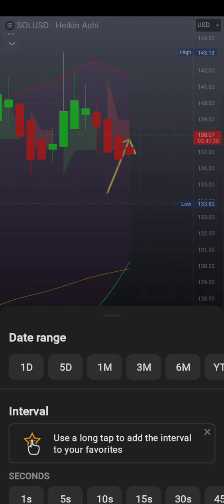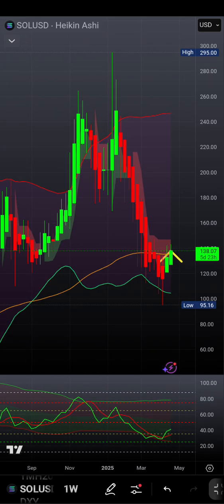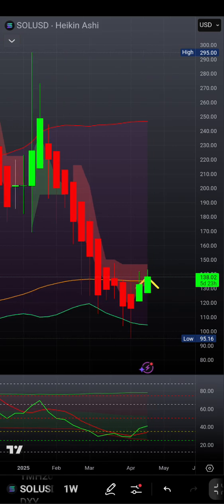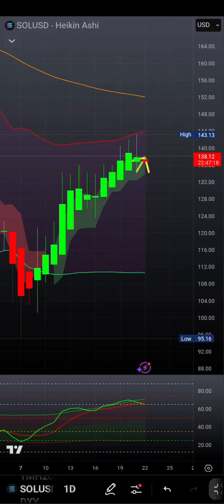I use all my time frames. So I'll come to the weekly and I'll look at it and I'm like, okay, cool. We're looking for buying pressure. We got our buying signal. Now we just got to let it play out. Come down to the daily, see my same move.